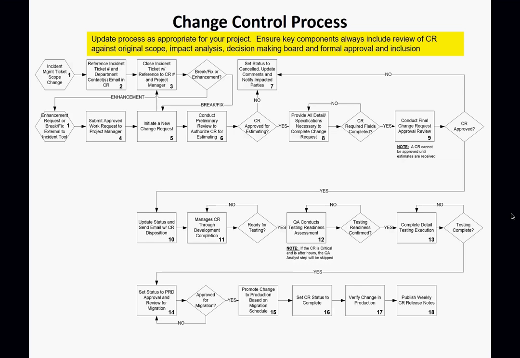You're saying, you raised this particular change, please, do you have all the details of this change? We'll be talking about this change at the meeting. You need to brief every one of us. We need to understand what the change is all about, and we need to criticize the change. So as a PMO person, you are giving people a heads up. Does that make sense? That's what we're saying about conducting a preliminary review and authorizing the CR for estimation. The CR is approved for estimating. What you now need to do is provide all detailed specifications necessary to complete the change request.